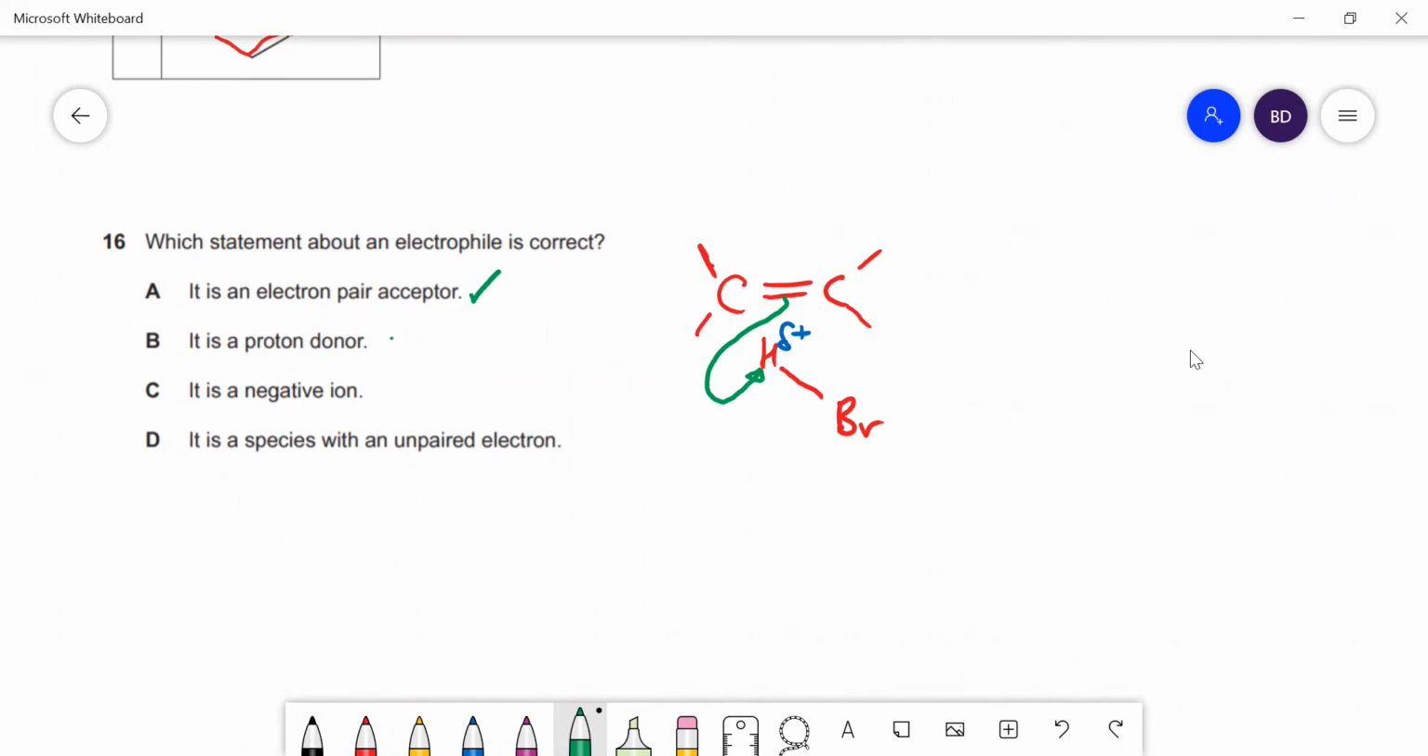Is the electrophile a proton donor? No, that is the definition of an acid, a proton donor. That's not right. In that case, I suppose it is donating a proton, but if you had bromine as the electrophile, then it's still an electrophile, delta positive, but it's accepting a pair of electrons. It's not giving away a proton, so that's wrong. It's not a negative ion. In fact, if it was a negative ion, it wouldn't be a good electrophile because it wouldn't be attracted to negatively charged things. And then a species with an unpaired electron, of course, is a free radical, which is uncharged, but it's nothing to do with this. That's a free radical.